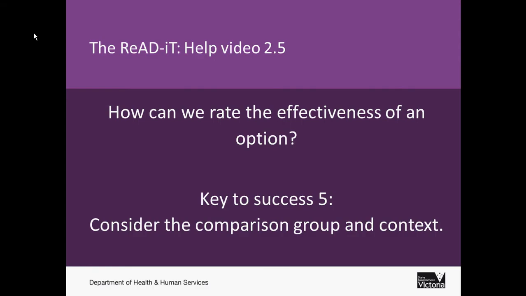Welcome to the Resource Allocation Decision Tool, help Video 2.5. My name is Haines. This video focuses on the fifth key to success in using research evidence to influence resource allocation decision making. That key is to consider the comparison group and context.